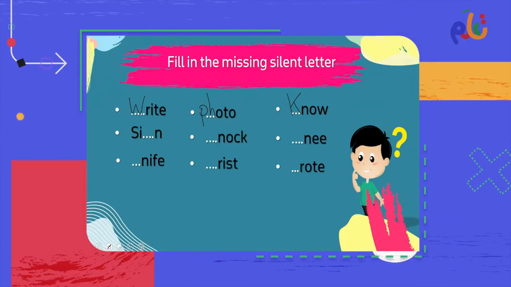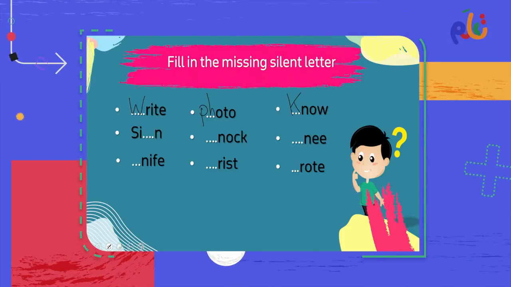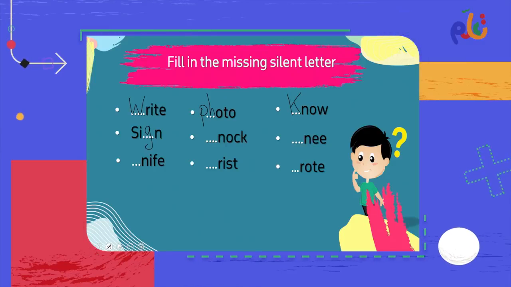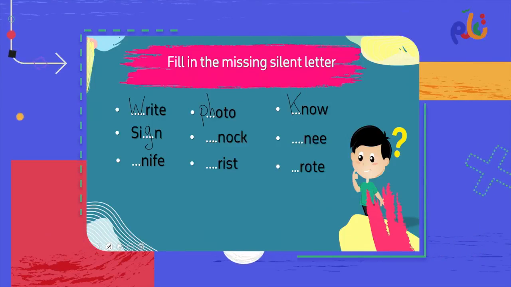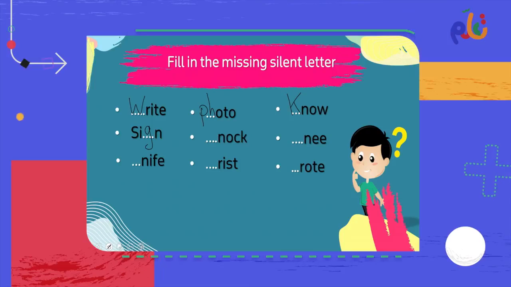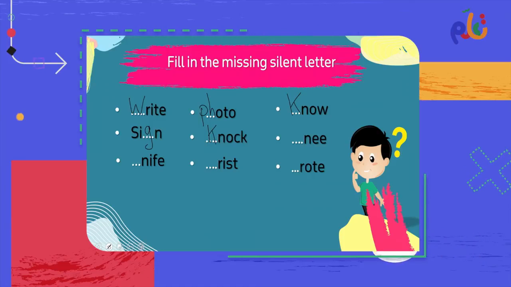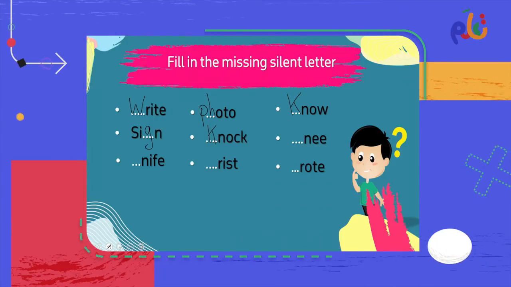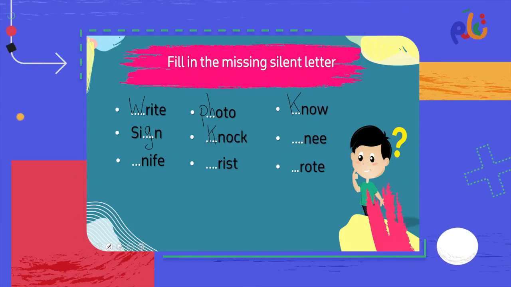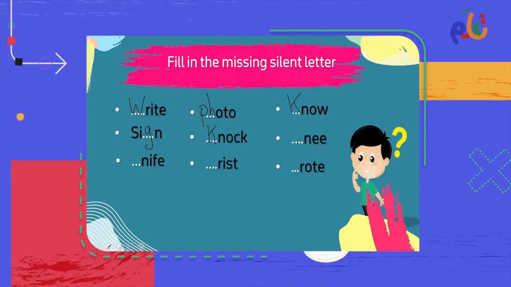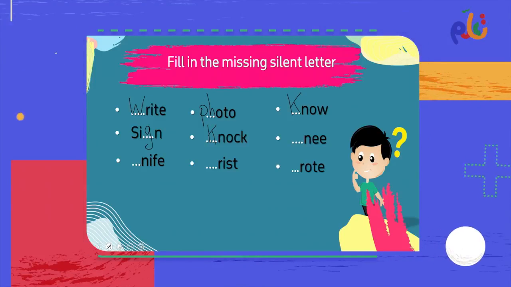Okay. Sign. I could tell it's sign because usually the G is silent. Sign. Knock. Knock. I'm knocking on the door. The K is silent. I know that the K is the letter that was silent. Why? Because we learned its rule: when the K is followed by an N, the K is silent. Knock.